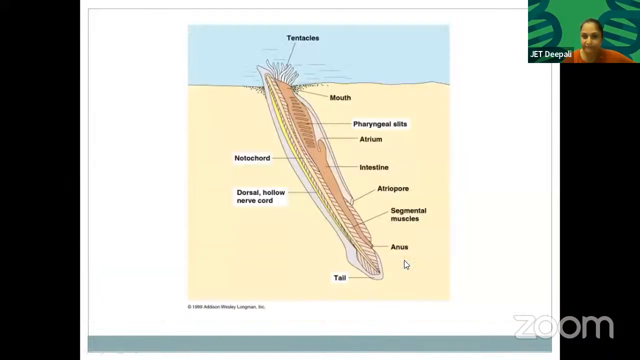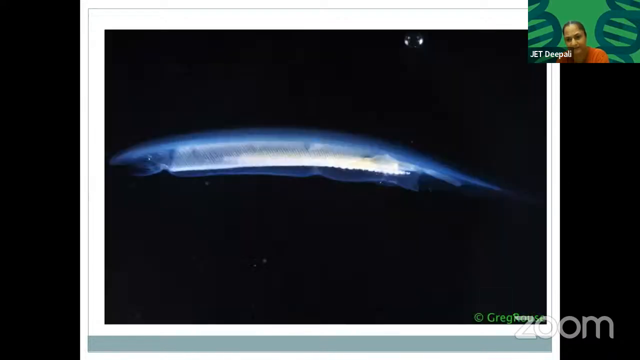See here, they are fossorial, so they like to burrow. These are the tentacles, this is the mouth. This is their pharyngeal gill clefts, atrium, intestine, atriopore, segmental muscles, anus, dorsal hollow nerve cord, and this is the notochord. And this is the tail. This is a fish-like structure, but it does not come under Pisces.